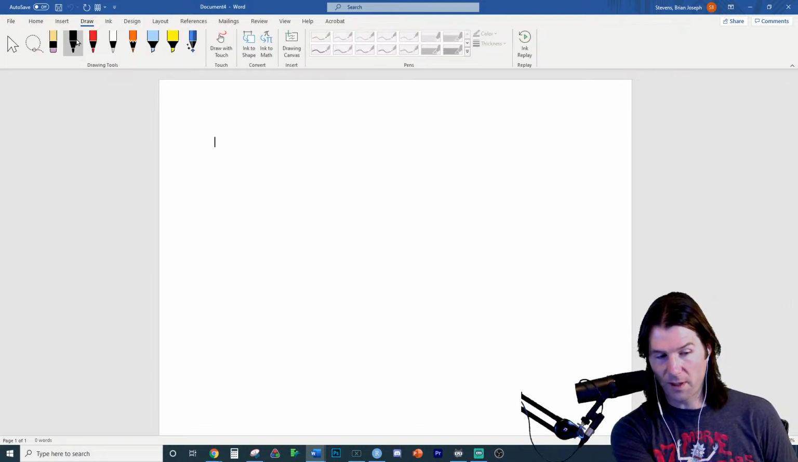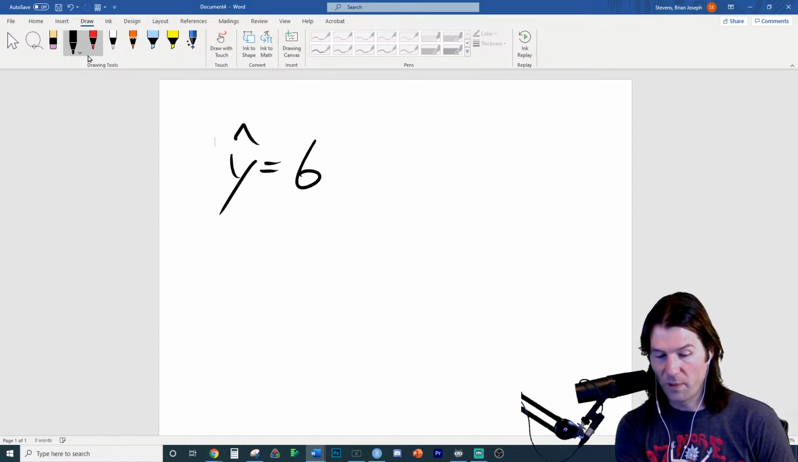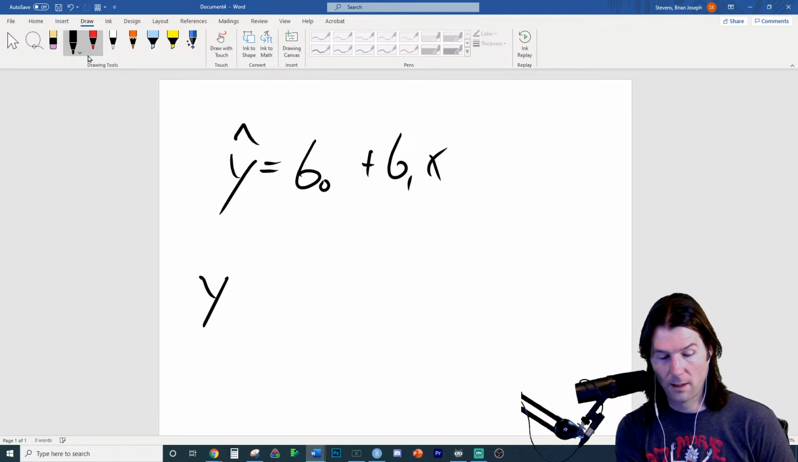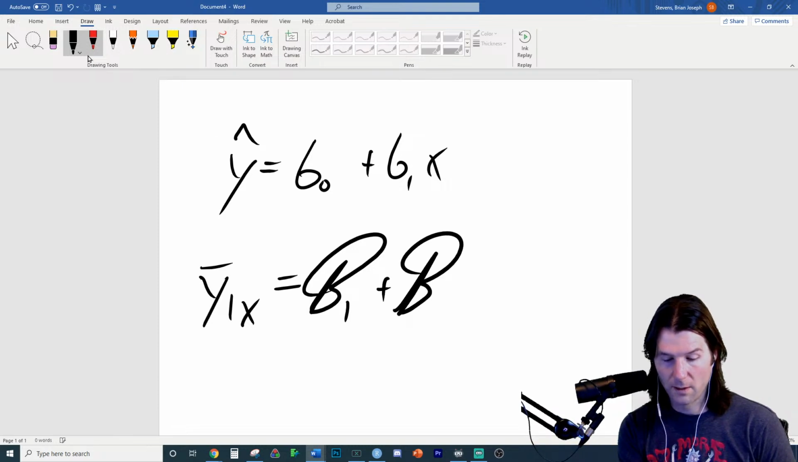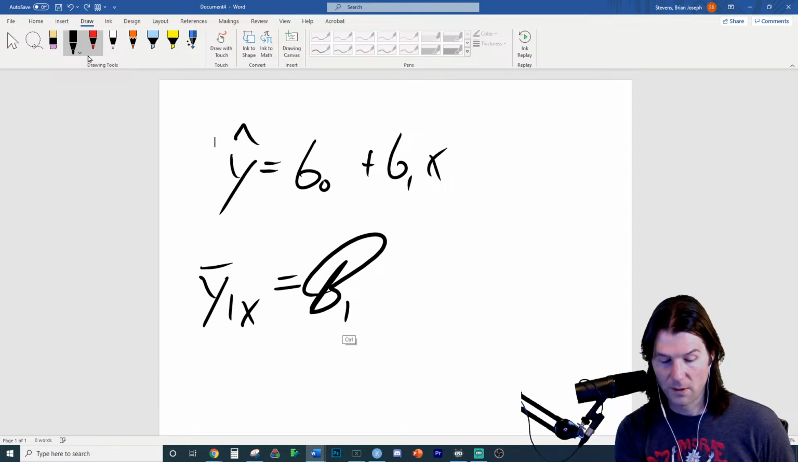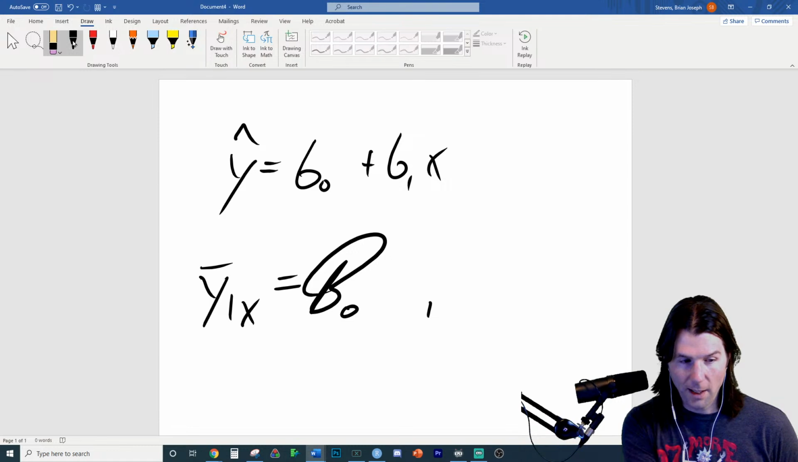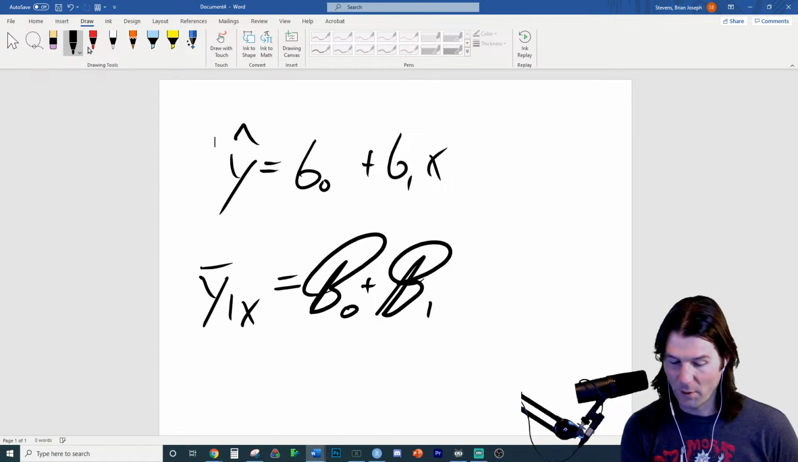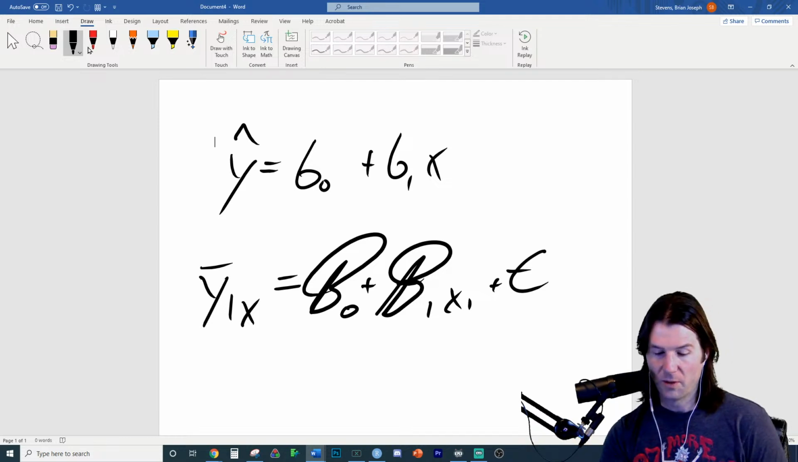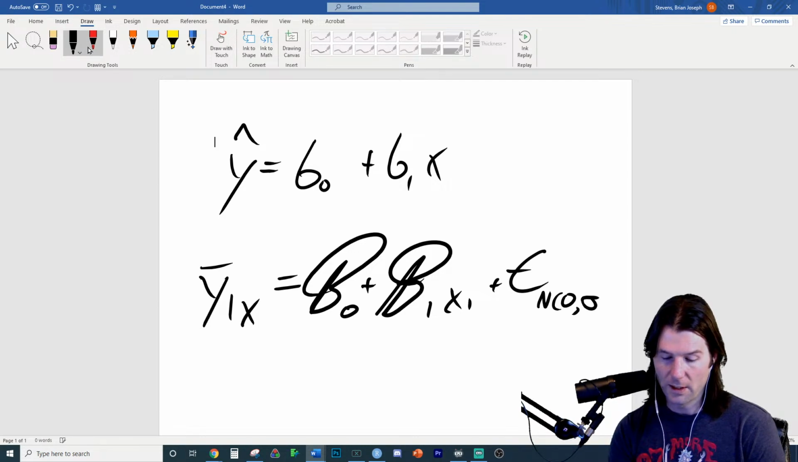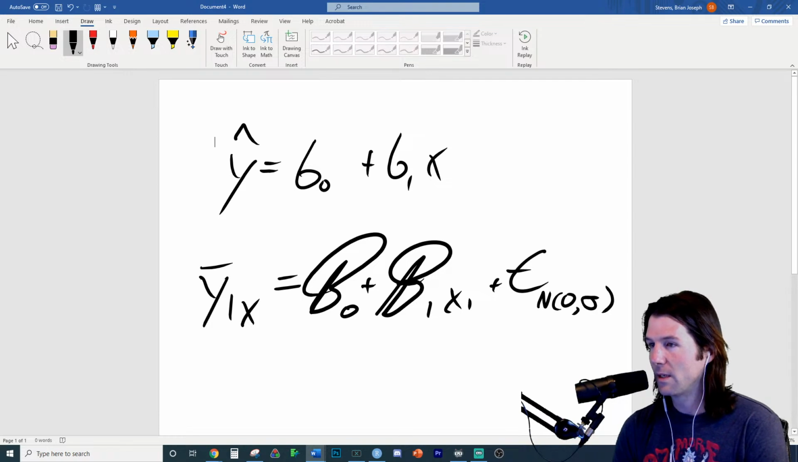The regression model in Stat 201 is as follows. It's y hat equals B0 plus B1 x. And then in 320, it's the mean of y given some x. So mean of y given some x is equal to beta 0 plus beta 1 x1 plus some error term. And then the error terms are normally distributed with a mean that is 0 and a standard deviation that is constant. We'll go over this way more in depth in 320, talking about what this means right here.